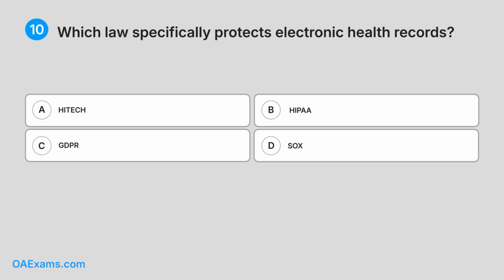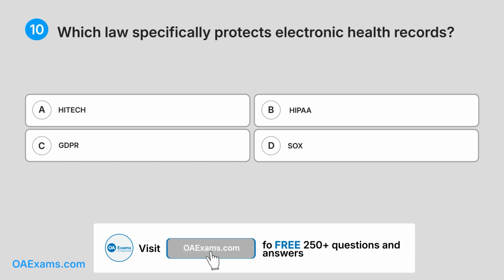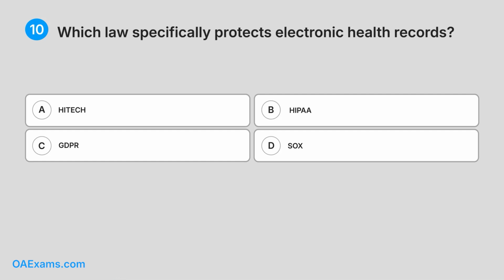10. Which law specifically protects electronic health records? A. HITECH. B. HIPAA. C. GDPR. D. SOX. What do you think is the answer?